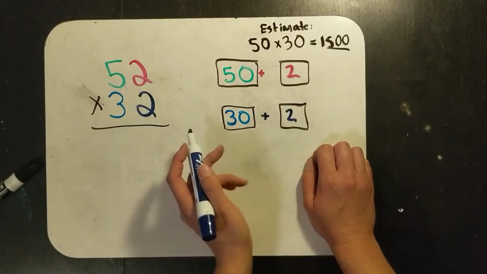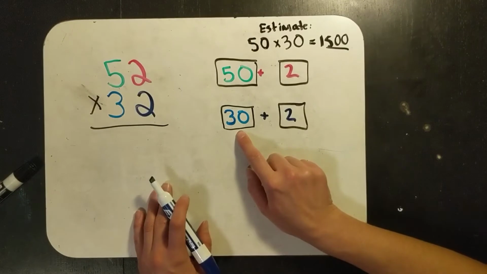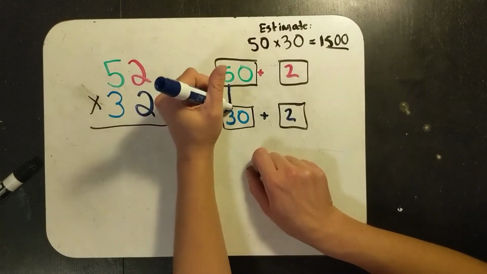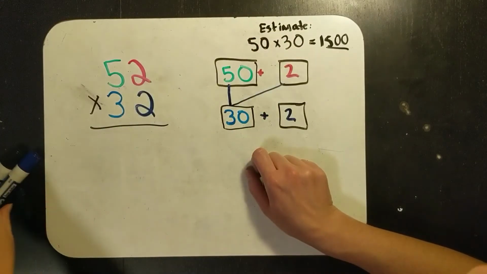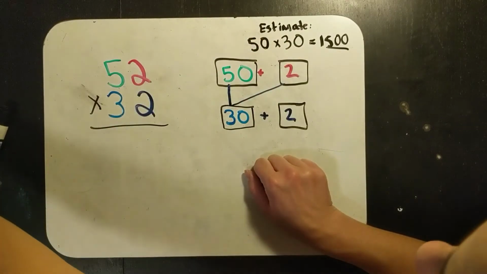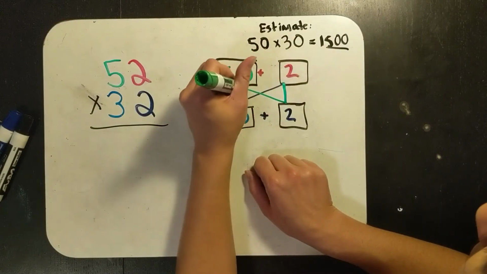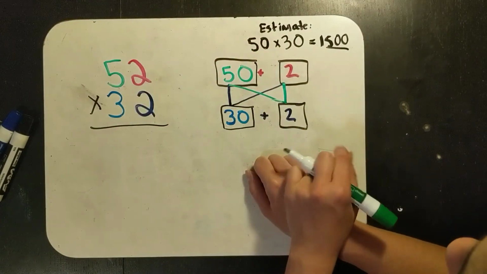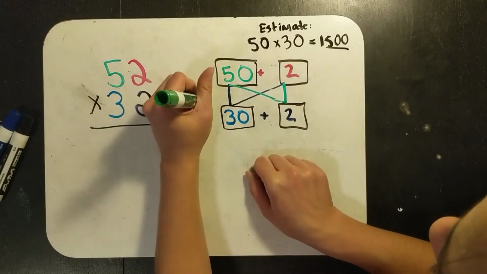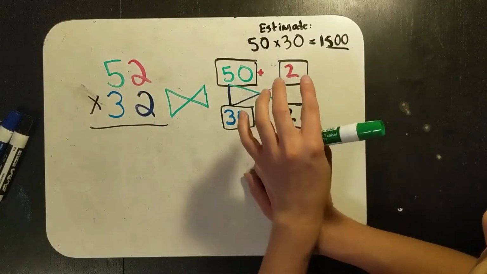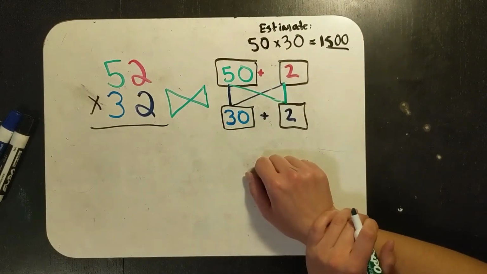Let's start on the bottom. 30 needs to go against the 50. And the 30 needs to go against the 2. The 2, let's get a different color in here, is going to go against the 2 and go against the 50. And what did I draw there? This looks like a bow tie. So if you made it look like a bow tie, then you know you've got it right.